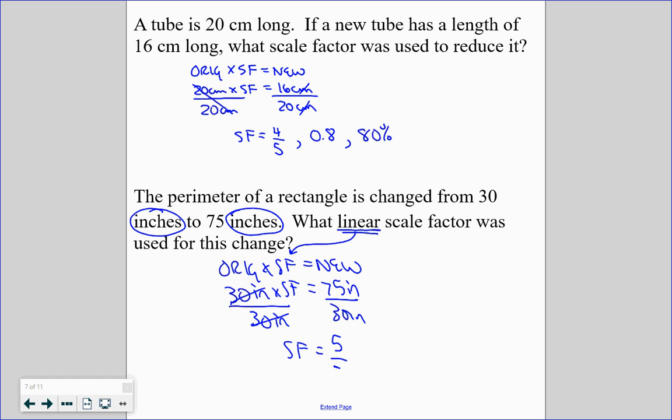So you can leave it like that as a fraction. Or if you want to write it as a decimal, you could write 2.5. Or if you want to write it as a percent, we write 250%. So again, because we went from 30 to 75, it's an enlargement. We were expecting a number bigger than 1. Or as a fraction, it's big over small. Or as a percent, it's a number bigger than 100%. Okay?